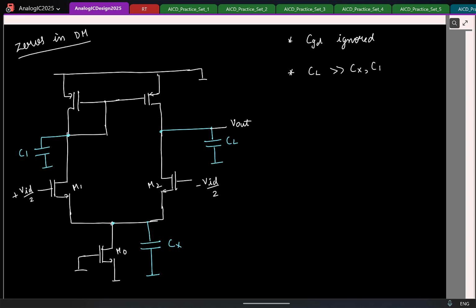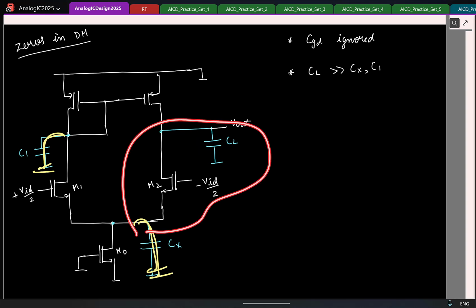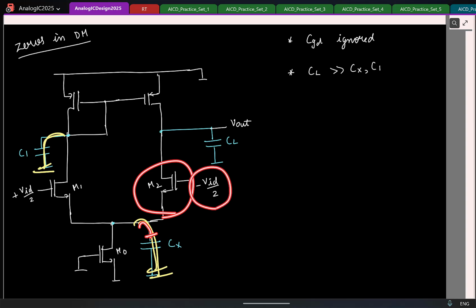2. Which capacitors can you short simultaneously? I can short C1 and Cx, right? Because if I short these 2, you see that my output can still be non-zero because this is now acting like a separate common source, right? This source is grounded for M2. You are applying input at the gate, so you'll have a non-zero output. So I can have 2 zeros in this differential mode transfer function.